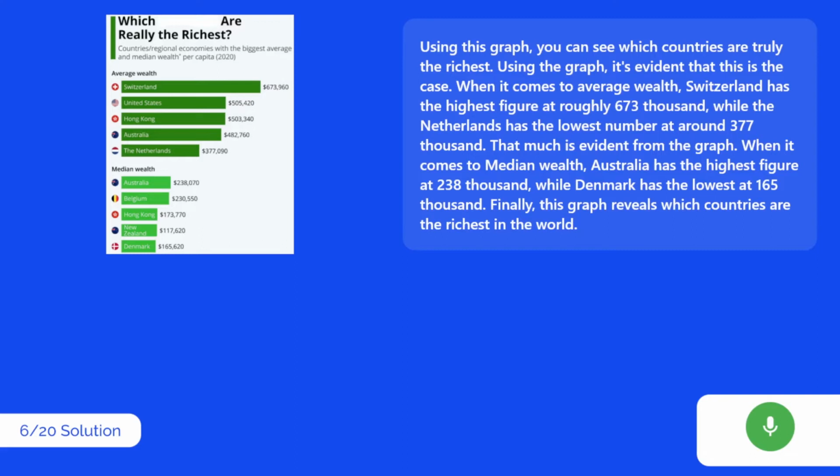When it comes to median wealth, Australia has the highest figure at 238,000, while Denmark has the lowest at 165,000. Finally, this graph reveals which countries are the richest in the world.